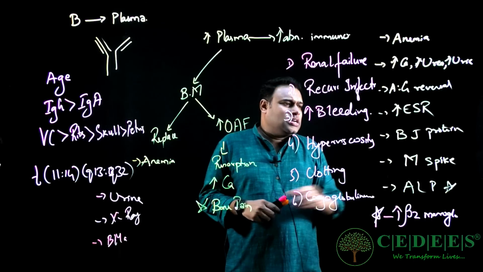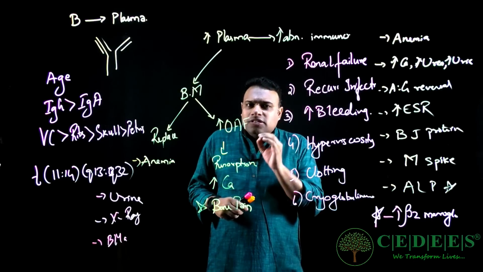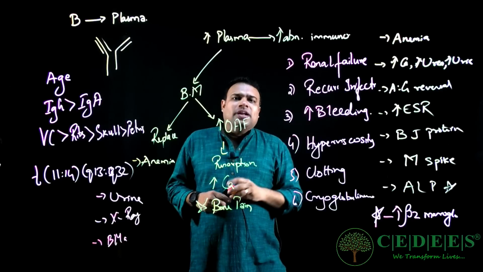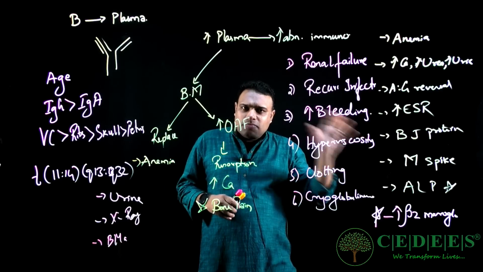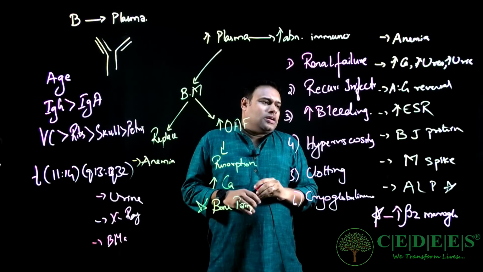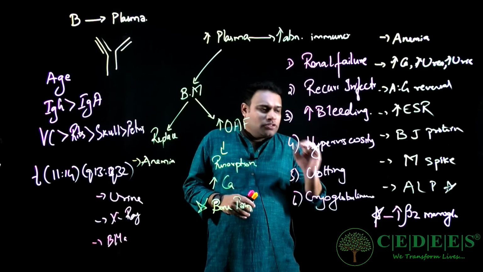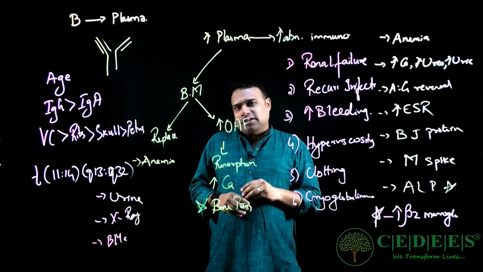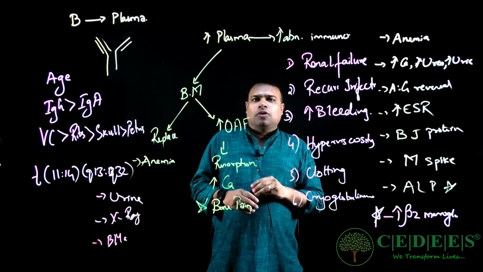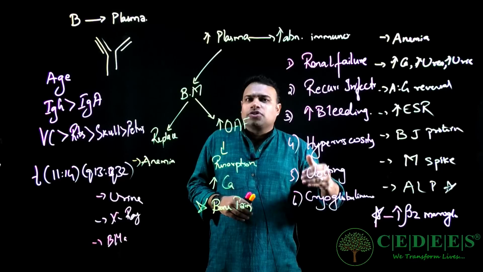You can find them in the urine. When you do serum electrophoresis, one of the first tests to be done, you find a characteristic M spike, a monoclonal spike. Alkaline phosphatase level is normal or sometimes low. The amount of beta-2 microglobulin could be elevated, and the more the beta-2 microglobulin, the poorer the prognosis of the disease.